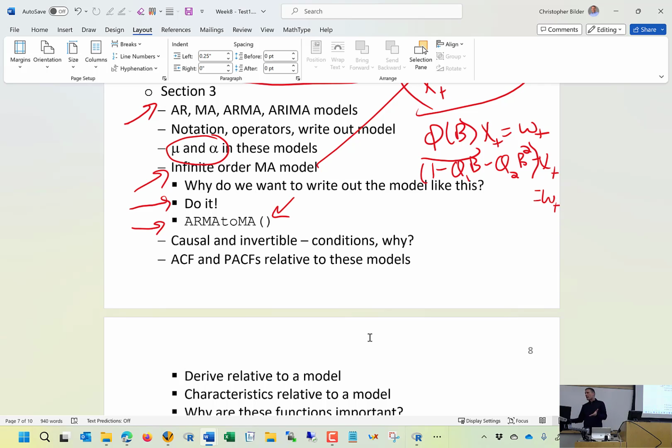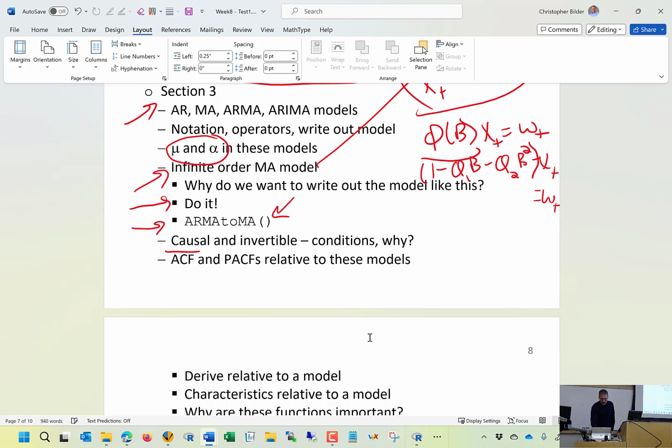Now, other times on a test, I've asked students, okay, take advantage of all the tools that are available to you. Here's a phi1, here's a theta1. Write the model out as an infinite order moving average. So in that case, you could go immediately to ARMAtoMA to write it out.